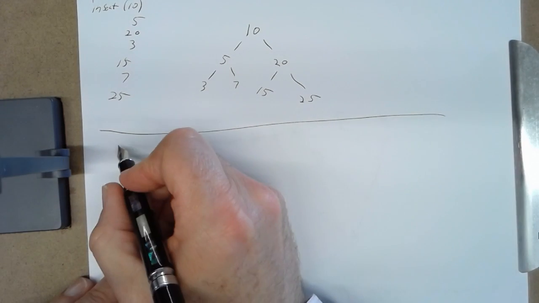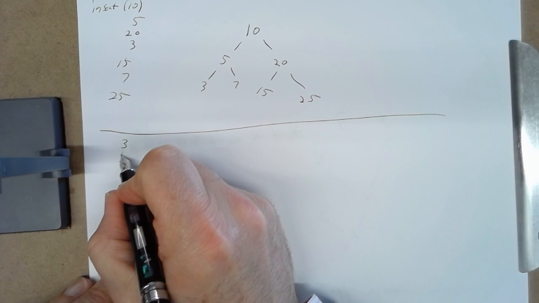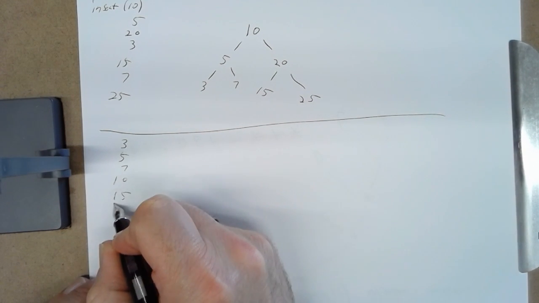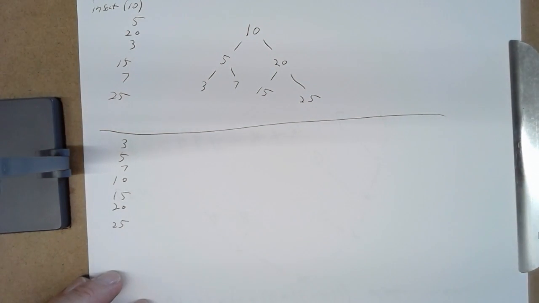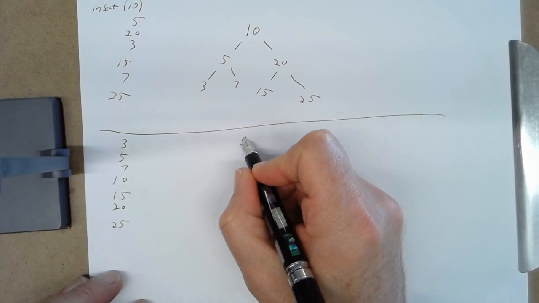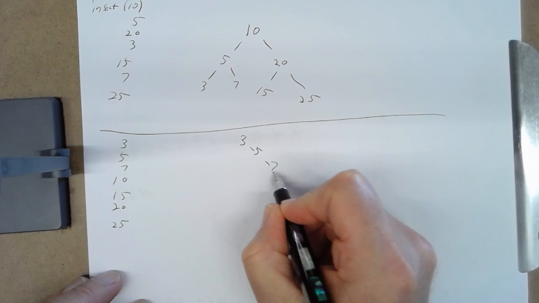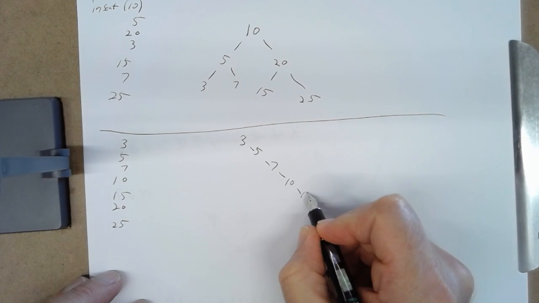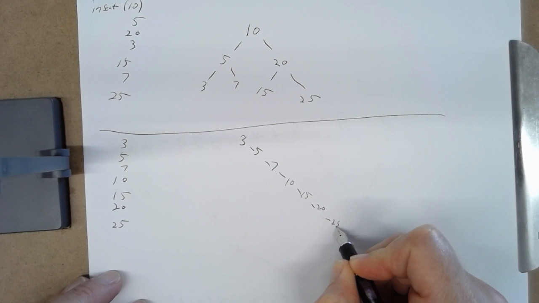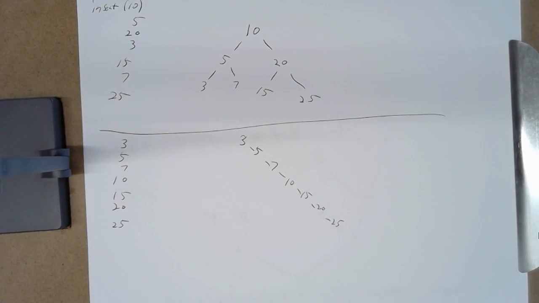But if we happen to insert in this order, our tree looks very different, right? We start off with a 3, the 5 goes to the right, the 7 goes to the right twice, the 10, the 15, the 20, and the 25. So we saw this before. As a binary search tree, it represents the same set of information in the same order. But this tree looks fundamentally different from the tree above.